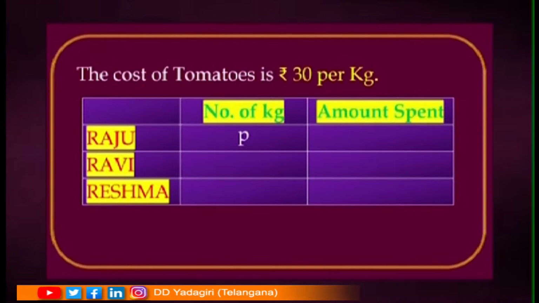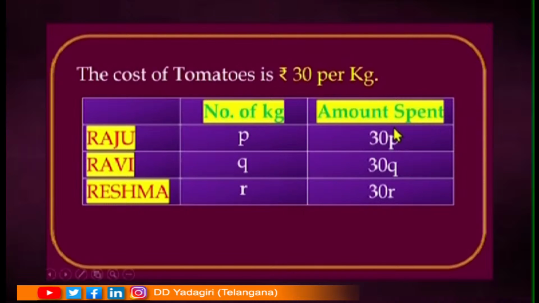So the amount spent by Raju is going to be 30 into p. If Ravi purchases q kgs of tomatoes, then he should have spent 30 into q rupees. And if Reshma purchases r kgs, she should have spent 30 into r rupees. So the amounts spent by Raju, Ravi and Reshma are 30p, 30q, 30r. What can you say about p, q, r here? They are called variables and 30 is a constant.